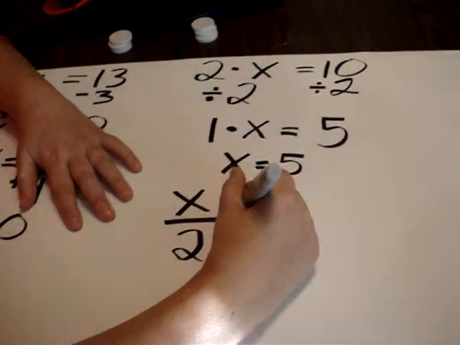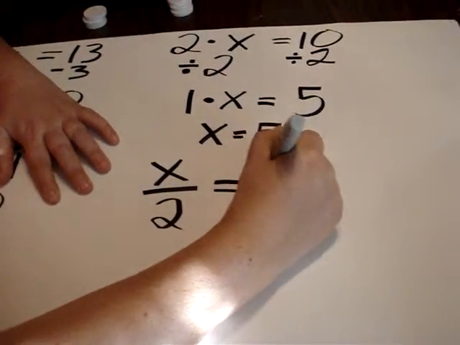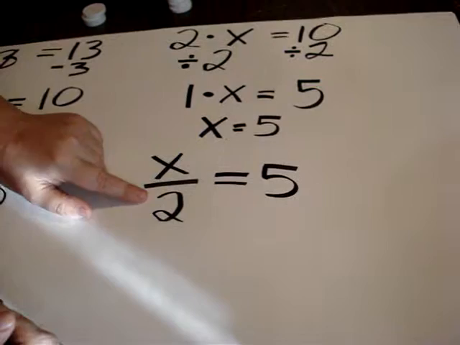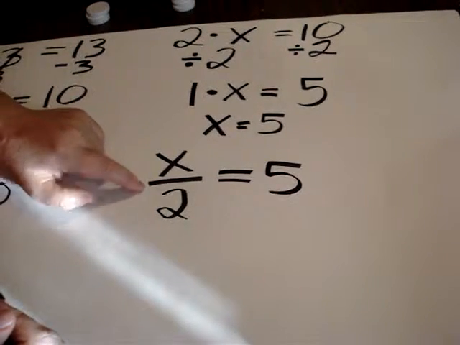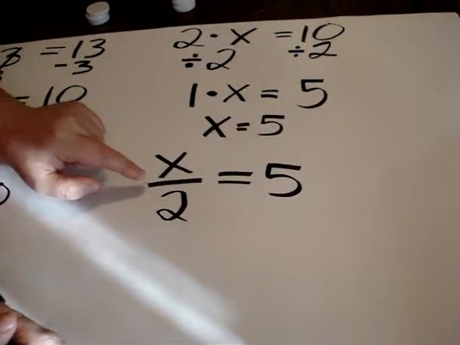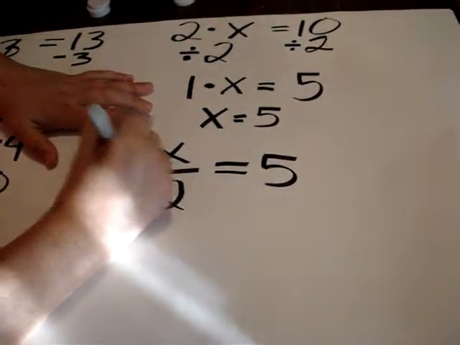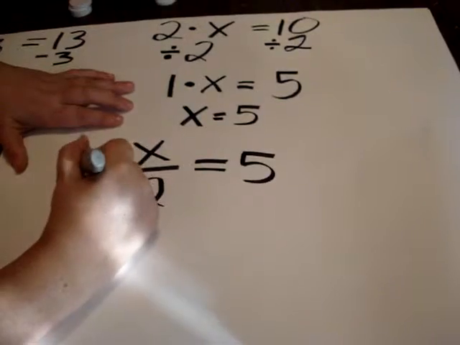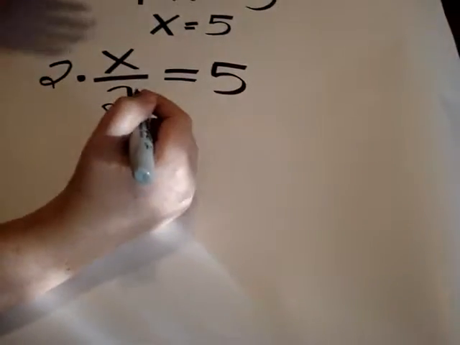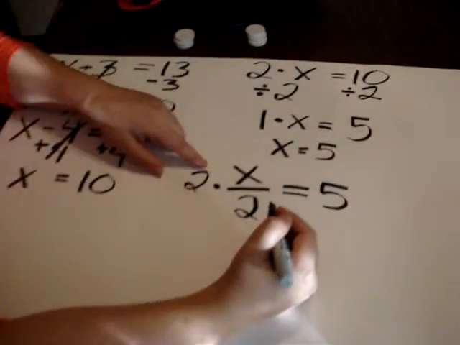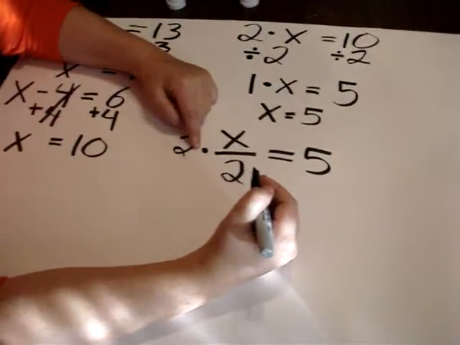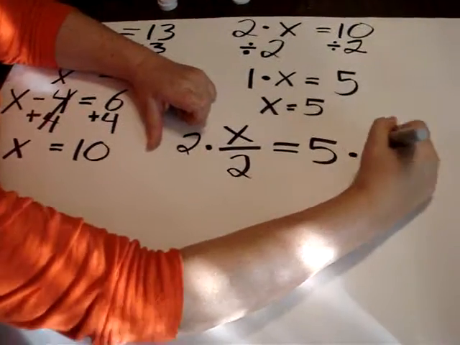Okay? So if we've got x divided by 2 equals 5, we're going to undo this division with the opposite operation. That's multiplication, and we're going to multiply it times the same thing as being divided by here, 2. 2 times this. And just like all of these others, we're going to have to do it on the other side of the equal sign as well. So we're going to multiply by 2 over here as well.